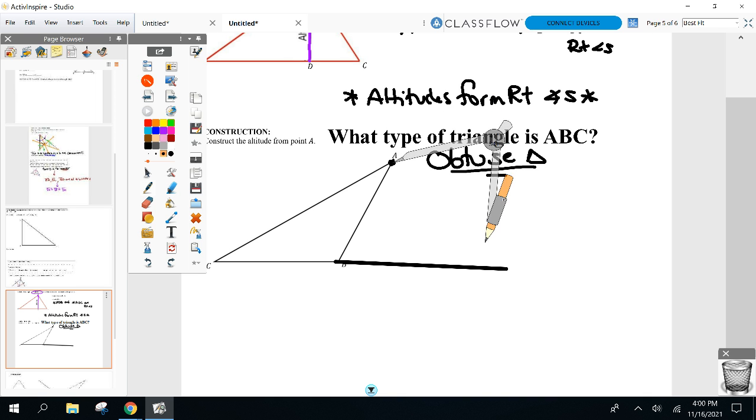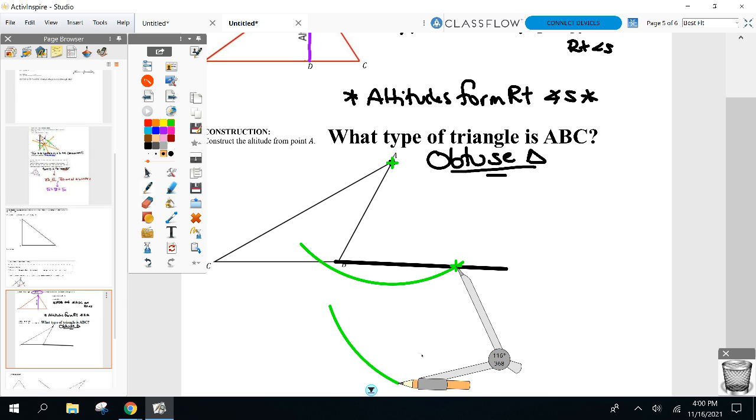And here we go. Now I can make it intersect twice, right? 1, 2. I like to open up my compass a little wider for the next 2 arcs. Go to each point of intersection, and I'm going to make 2 more arcs that intersect each other.